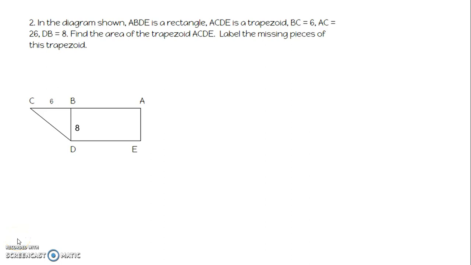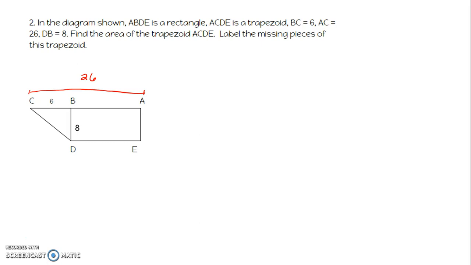This video is to help you with number 2 on CR helper number 29. It says in the diagram below, ABCD is a rectangle, ACDE is a trapezoid, BC equals 6, AC equals 26, so they tell us the distance from A all the way over to C is 26 units. DB equals 8. Find the area of the trapezoid. Label the missing pieces of this trapezoid.